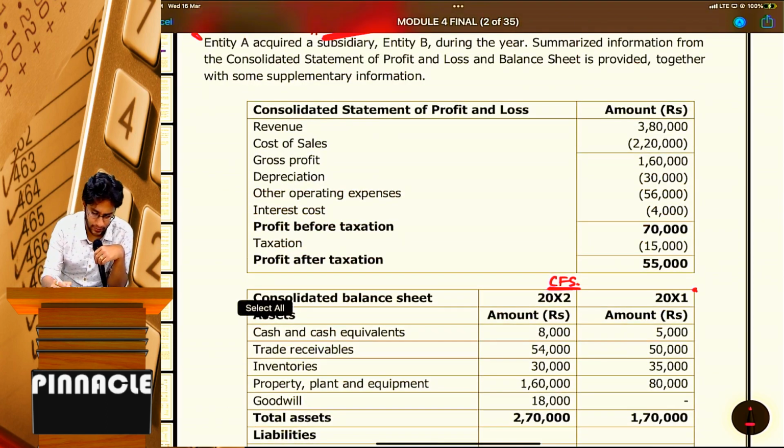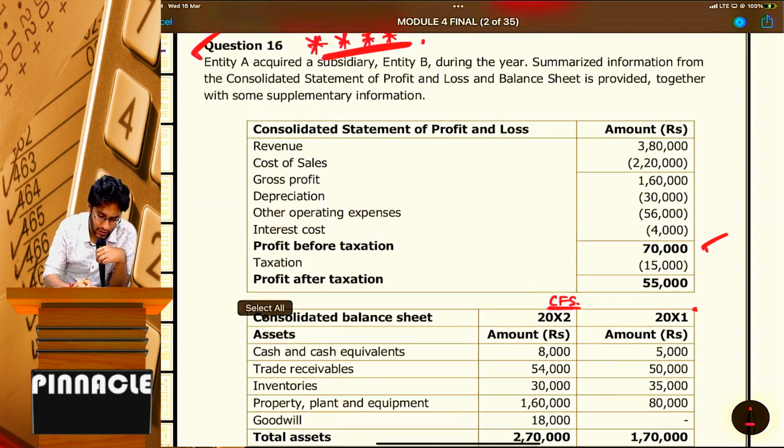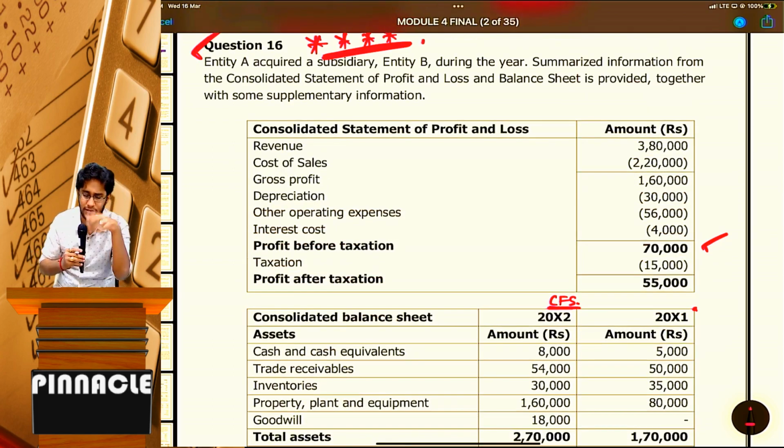Tell me sir, what is your starting point here? Profit before tax, 70,000. Observe, 70,000. Prima facie you have problems with who? Always this fellow will be a problem. Who is that? Depreciation, sir. Next, interest cost also is a problem. Why is interest cost a problem? Interest cost will be treated as a financing activity. So take 70,000, add back 30, add back 4,000. Now nothing else is a problem in the P&L.